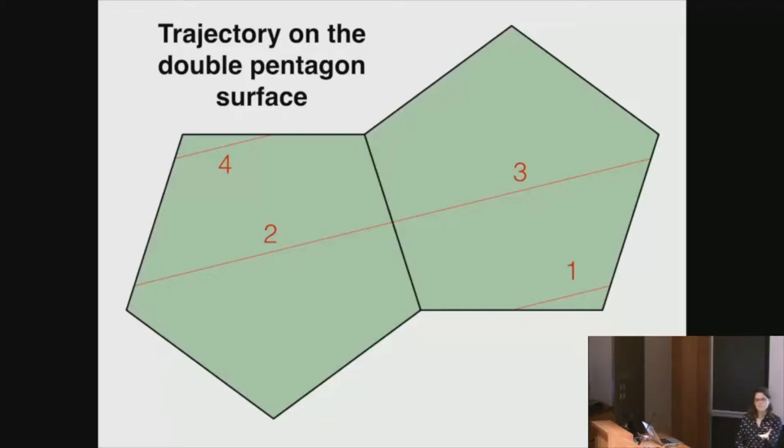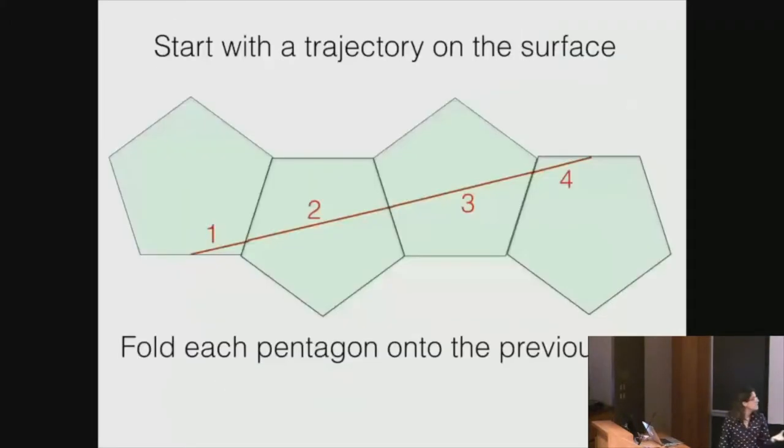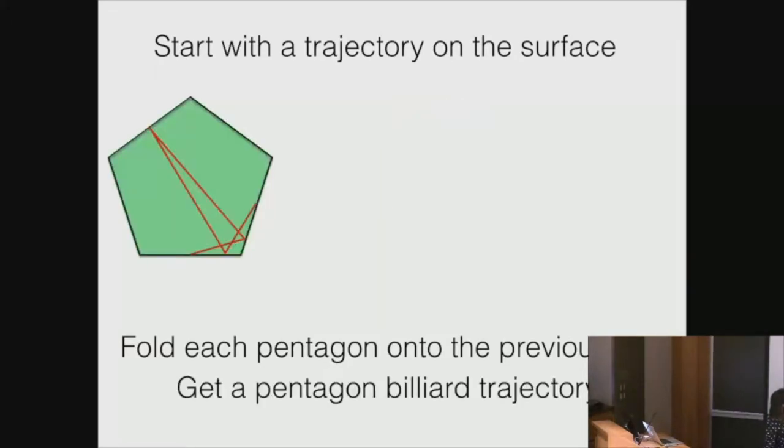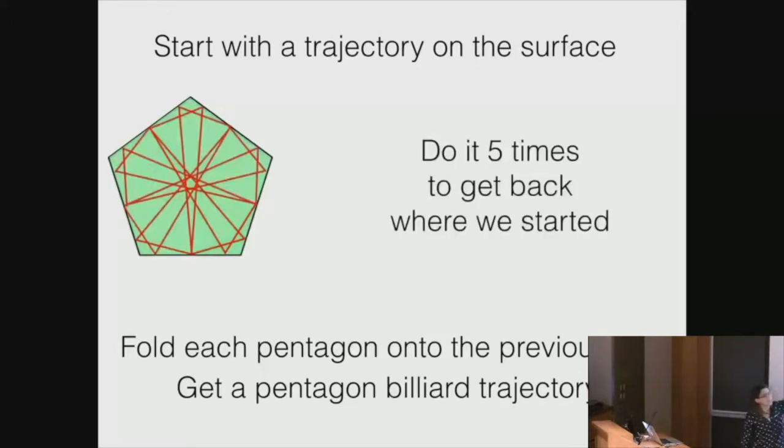What I'm going to do is give each part its own pentagon. So here is the same thing, but now I've drawn it as four pieces. If I want to turn this double pentagon trajectory into a billiard trajectory, I just have to fold it up. So here, let's fold it up. Okay? And now to turn it into a real billiard trajectory, I need to do it five times. So this is the method to go from a double pentagon trajectory to a billiard trajectory.